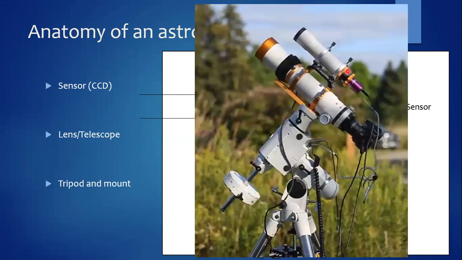Now, this is how an actual astrophotography setup looks like. Here is the telescope. Here is the camera sensor. Here is the mount. Here is the tripod and the counterweights. And here is a guide scope. You can have a host of other accessories installed on your astrophotography setup to increase your resolution, or maybe only get specific wavelengths by using a filter, etc.